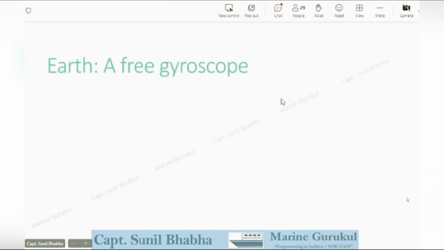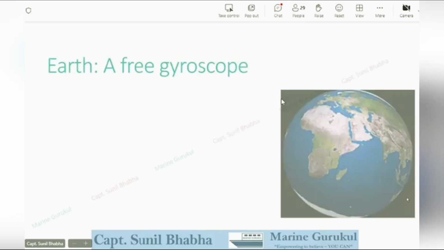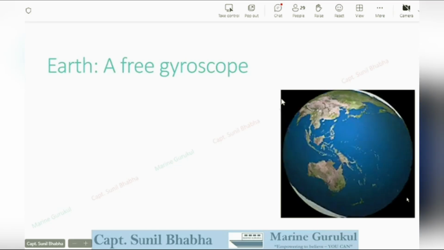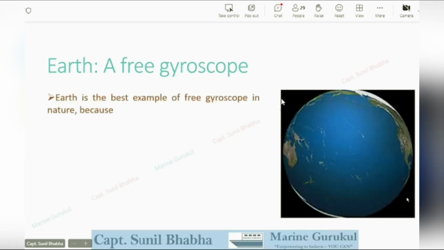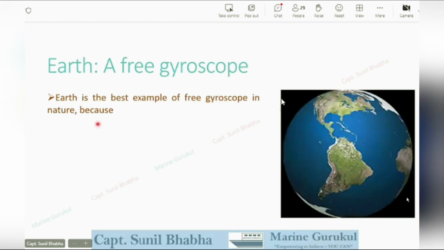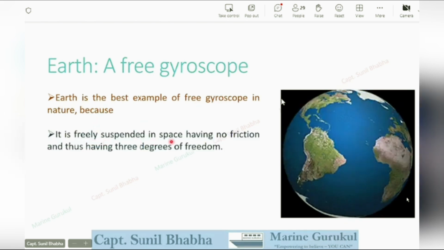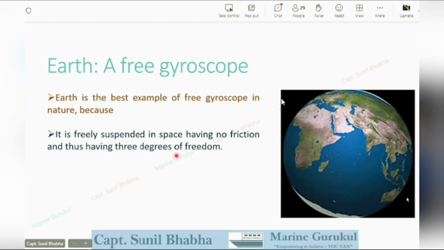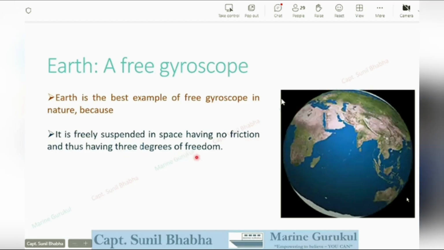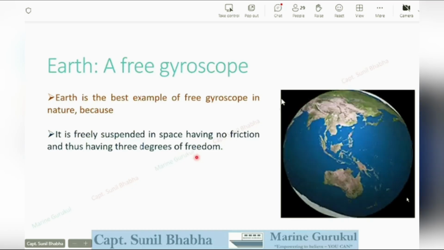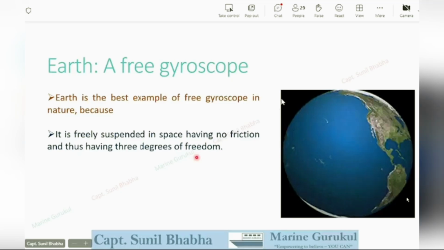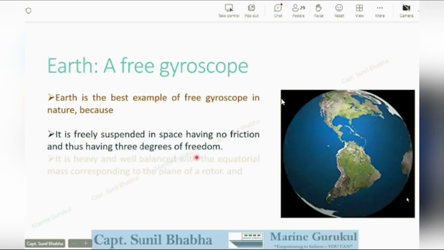Now, having understood a free gyroscope, we can now appreciate the fact that the best example of a free gyroscope in nature is the Earth itself. Earth is the best example of a free gyroscope in nature because it is freely suspended in space, having no friction, thus having all the 3 degrees of freedom. There is nothing which is restricting the Earth to change its direction of the axis. So it has all the 3 degrees of freedom and can move as it likes.